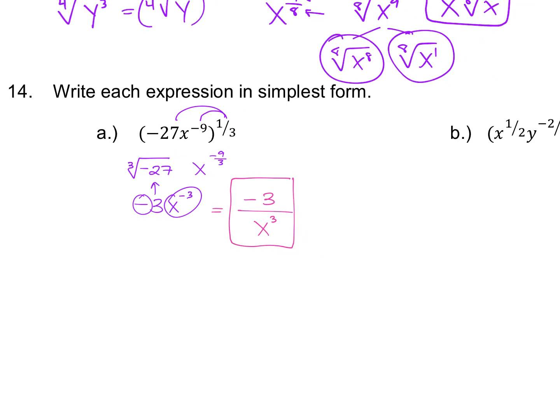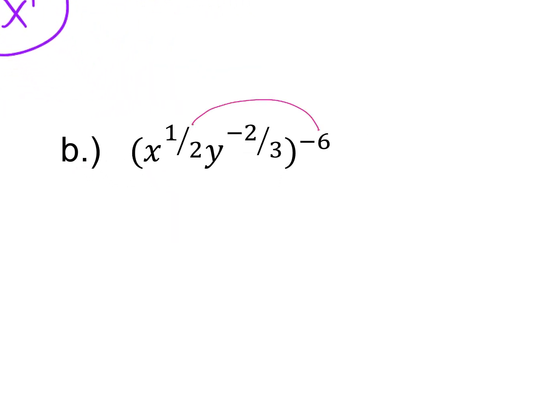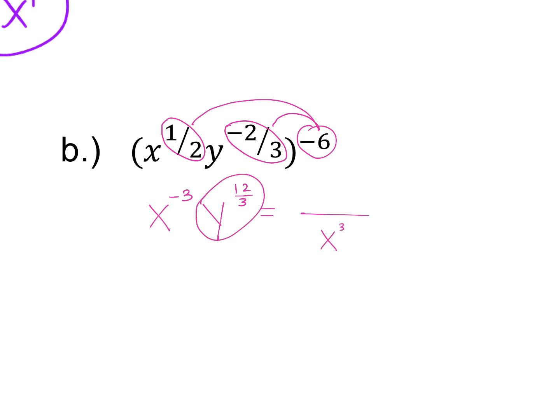Last one. Letter B here. I'm going to distribute that negative 6 to everything first. So this is going to be x to the negative 6 times 1/2, which is negative 3rd. And then this one, you have a negative 2/3 times a negative 6, so that's a positive 12/3. So what that does is that x to the negative 3rd is going to move down, x to the positive third. y to the 12/3 is y to the 4th, and that stays on top because it's positive. And that is your answer.